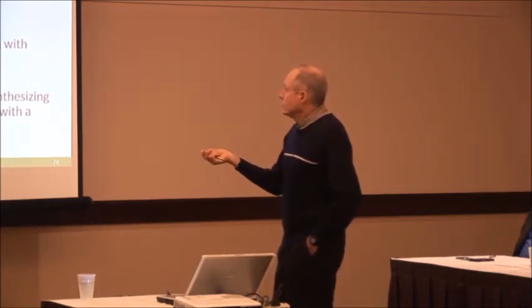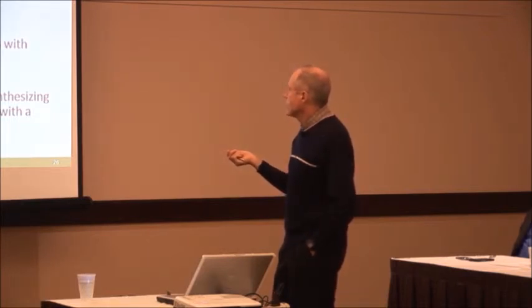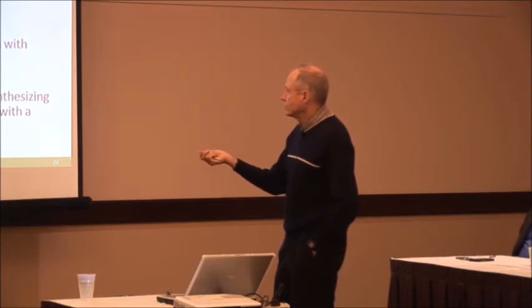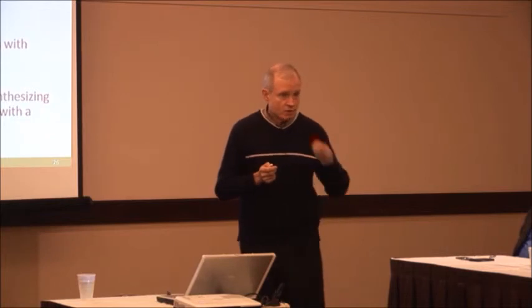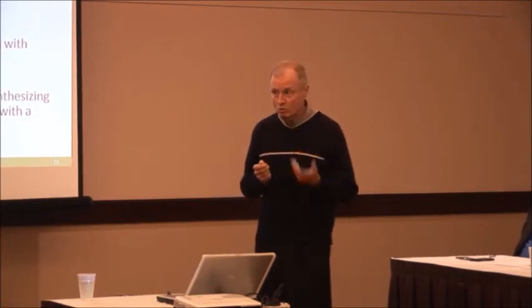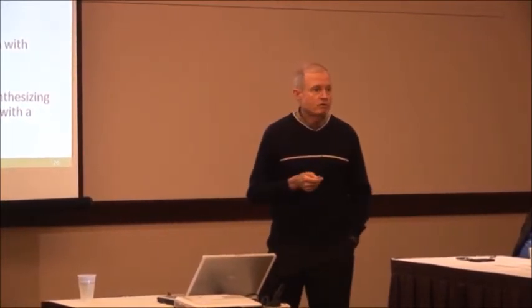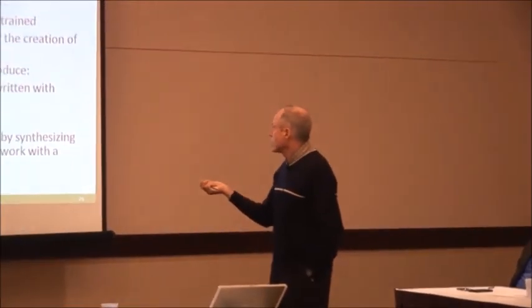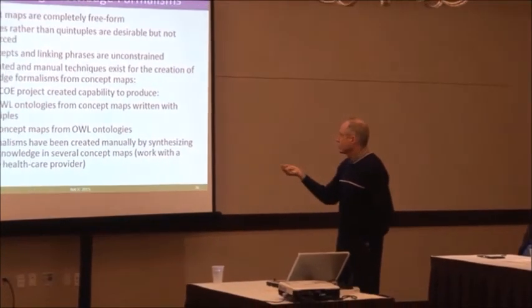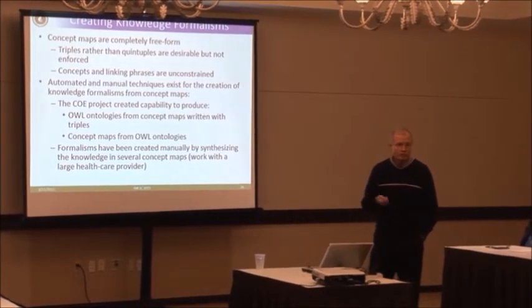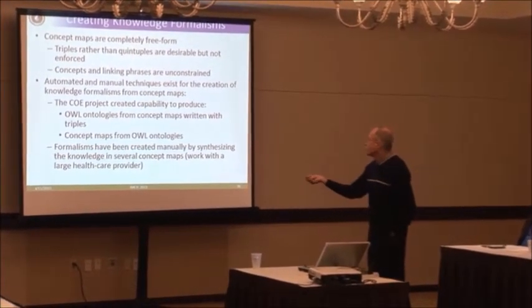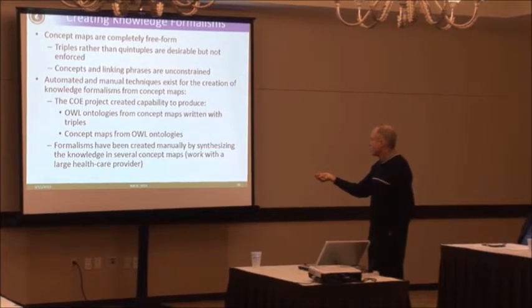Using these, though, we had actually two projects. At IMCIC, we had the co-project, which created capability to produce OWL ontologies. This is Web Ontology Language. It's a pretty bad acronym, right, because it's not in the right order of the words you need. Web Ontology Language ontologies is one of the representations underlying the semantic web. And we could produce OWL ontologies from concept maps so long as they were written in triples. They'd come out incoherent if they were written in quintuples. We could also create concept maps from OWL ontologies.